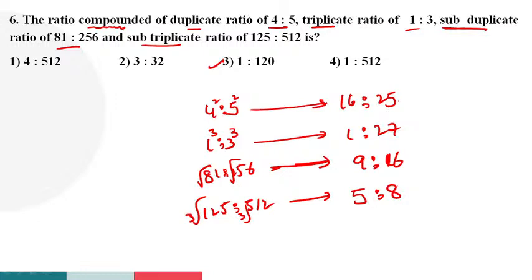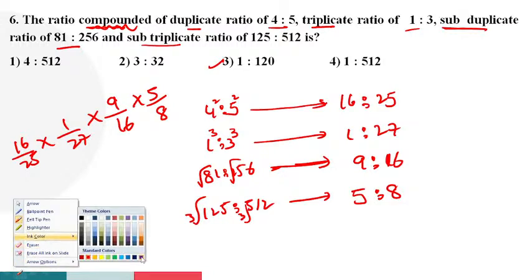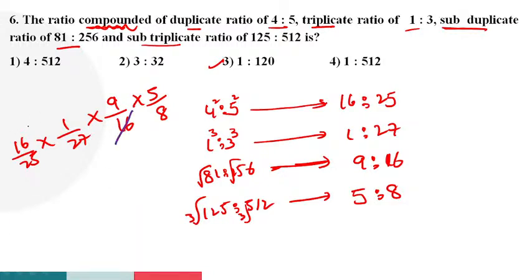Right. 16 is to 25 can be written as 16 by 25, because they said compounded ratio, so I am converting to the compounded ratio. 16 by 25 into 1 by 27 into 9 by 16 into 5 by 8. Simple calculations, guys. So 16 is cancelled. 9 ones are 9, 3 threes are 27, 5 ones are 5, 5 fives are 25.